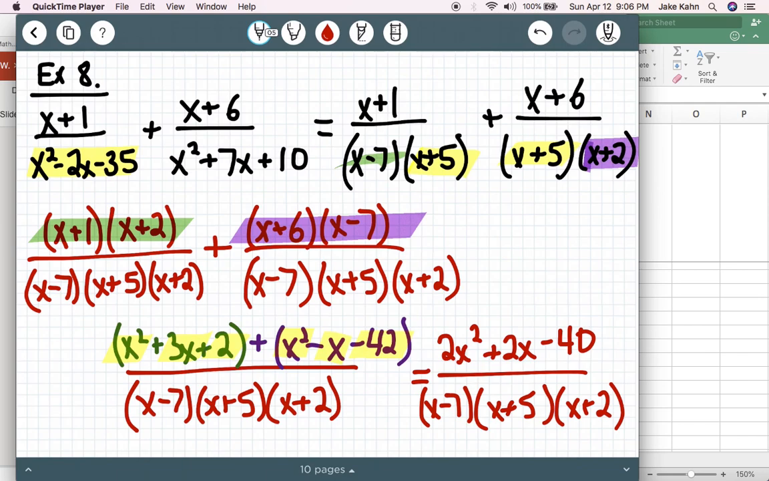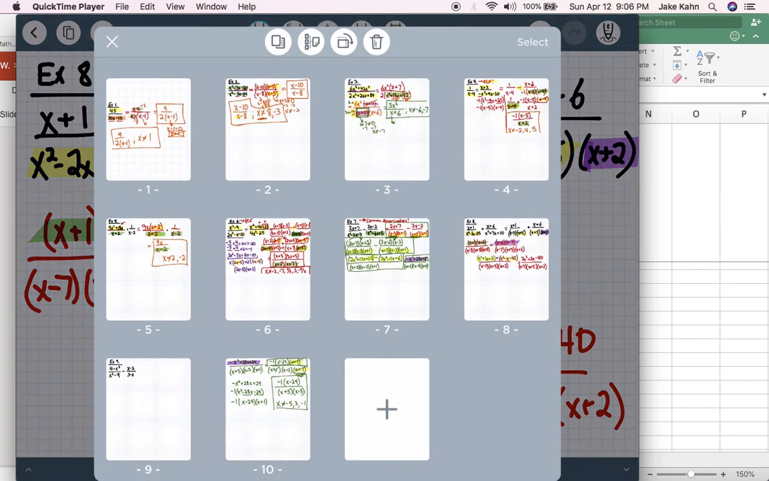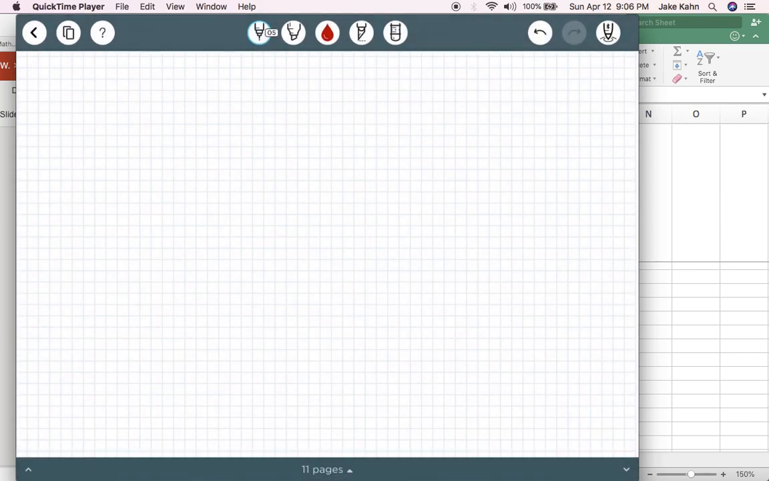So I'm going to write this down in my notebook again and pull up a new page on my app. All right, so final stretch.